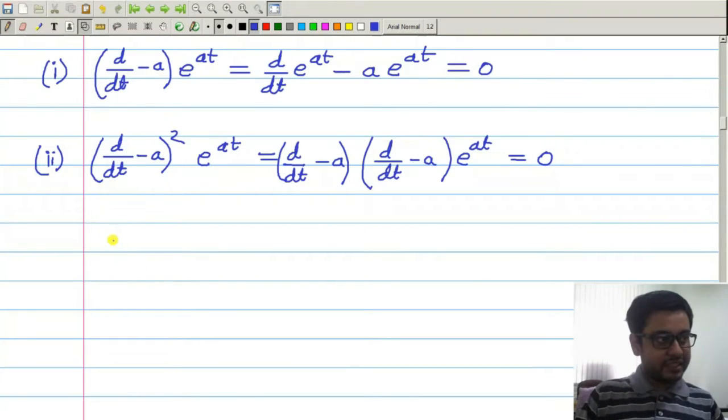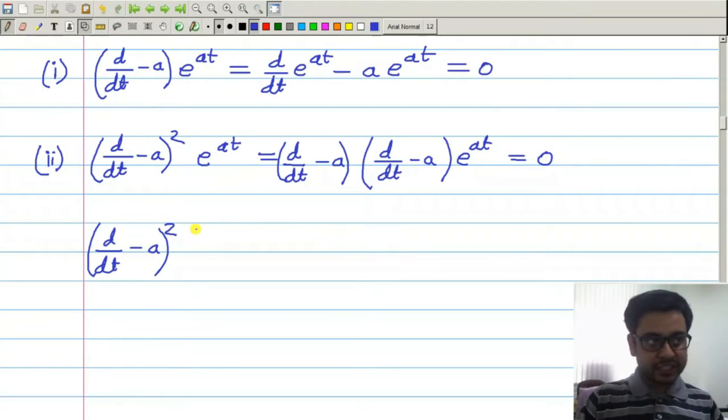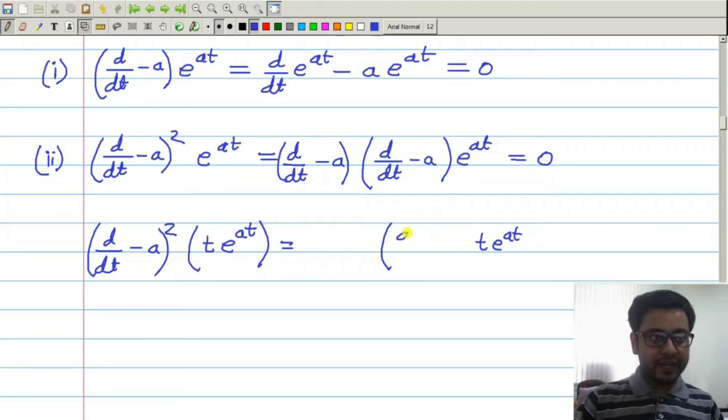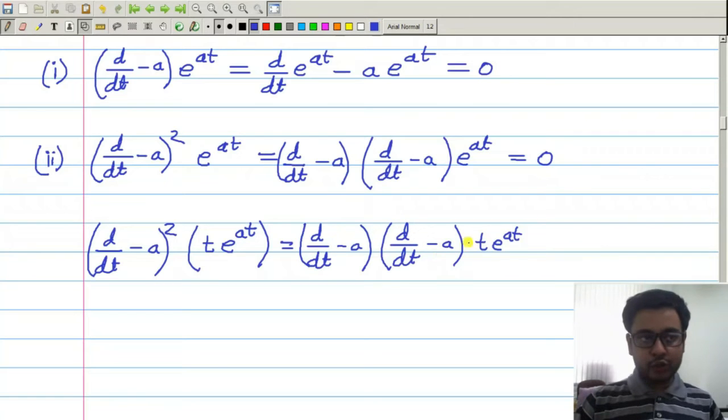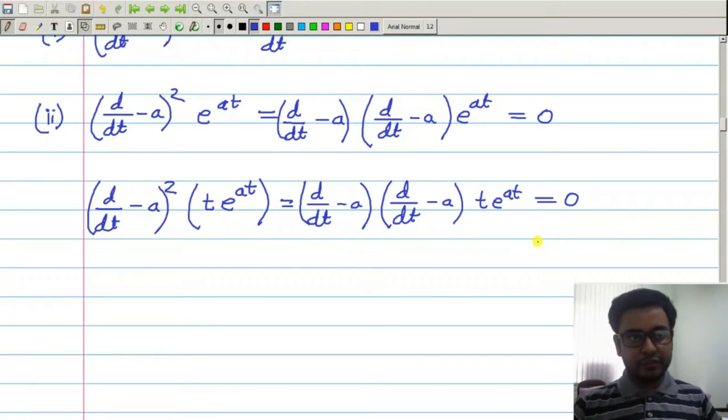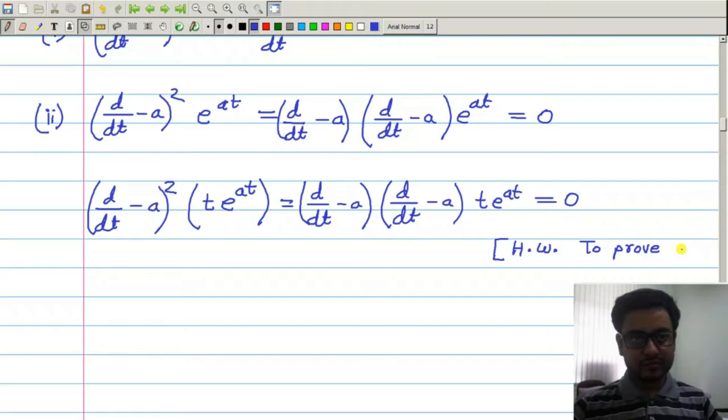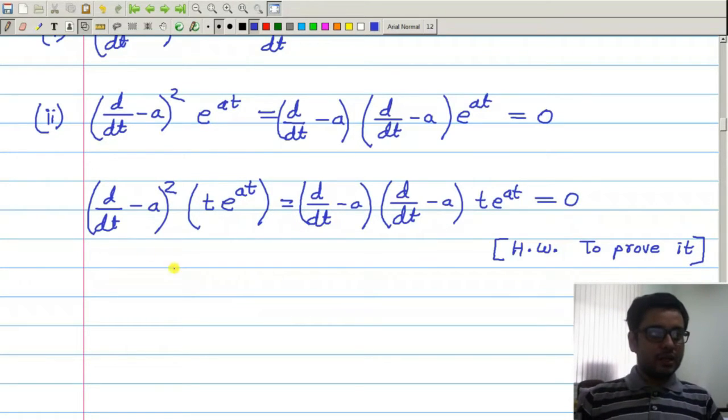The third important thing is this. If you apply this operator twice on the signal t e to the power at, that means you take t e to the power at and operate it with d/dt minus a, and then again operate it with d/dt minus a. If you carry out this operation twice, you shall get 0. I shall leave it as a homework that you prove it yourself. So this is the third important observation.